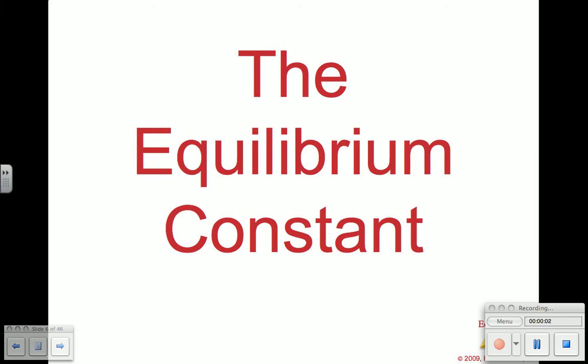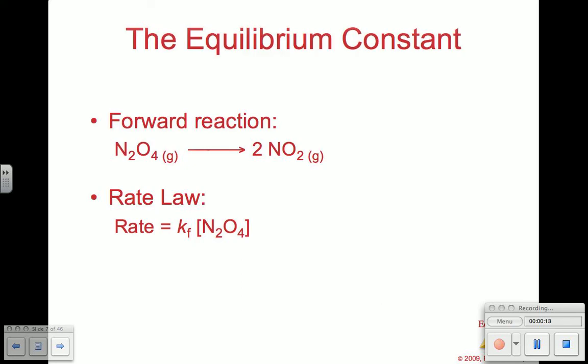All right, class, let's go ahead and jump right into the equilibrium constant and what role it plays in looking at equilibriums. So when you have a reaction, you have a forward direction for the reaction, and you can determine the rate law of that forward reaction. So you have the rate equals the forward rate constant times the concentration of N2O4.